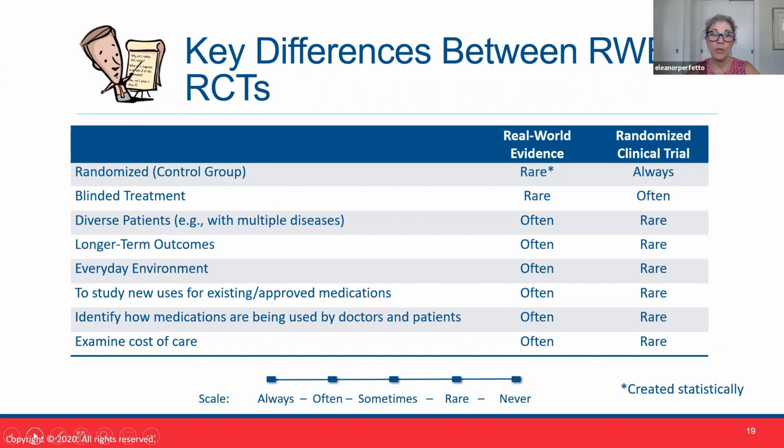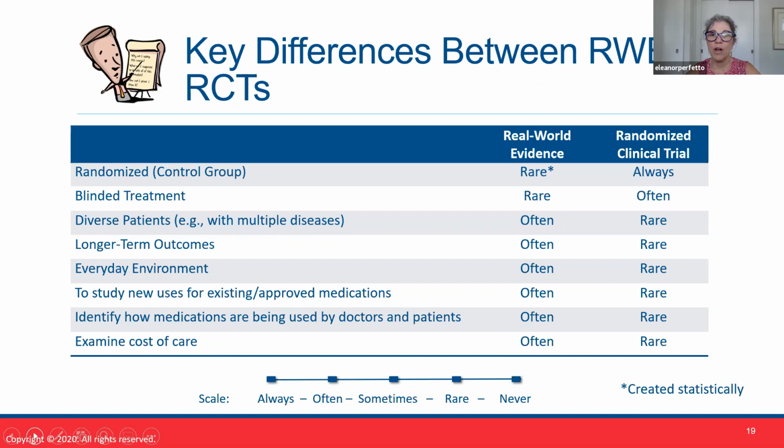You can study new uses for existing and approved medications with real-world evidence. You would see that more rarely for approved drugs. It does happen, but it's usually more often seen in real-world evidence than for a whole new trial to be conducted. You can identify how medications are being used by doctors and patients in the real world. That's typically what happens with real-world evidence. That's more rare in a randomized clinical trial that's traditional.